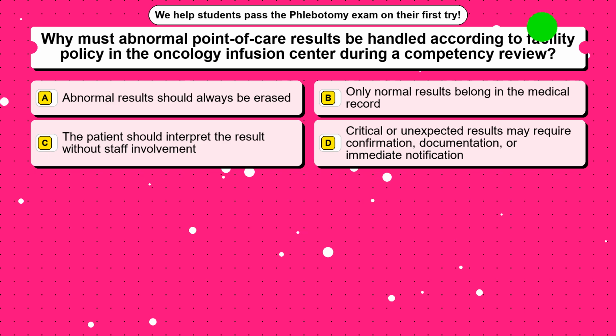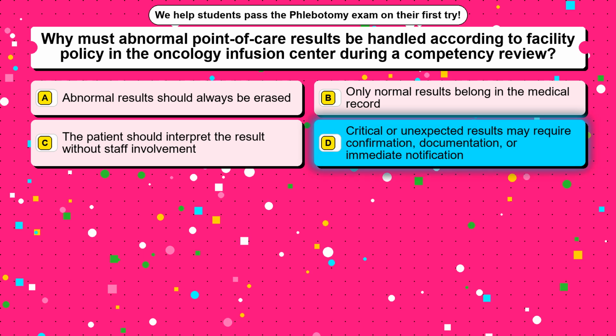Question 71. Why must abnormal point-of-care results be handled according to facility policy in the Oncology Infusion Center during a competency review? Option A, abnormal results should always be erased. Option B, only normal results belong in the medical record. Option C, the patient should interpret the result without staff involvement. Option D, critical or unexpected results may require confirmation, documentation, or immediate notification. The correct answer is option D.